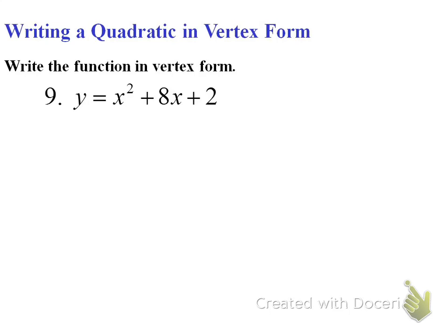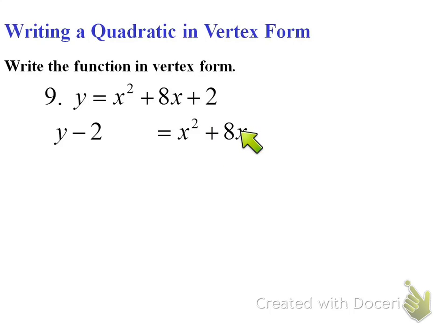All right, here's the next thing we're going to talk about. On this one, in order to write it in vertex form, we want to get the x squared and the x term by itself. So the first thing you want to do is subtract that 2 over by the y. Now, this is written a little bit backwards from what we were doing on the last one, but it's the same completing the square process.